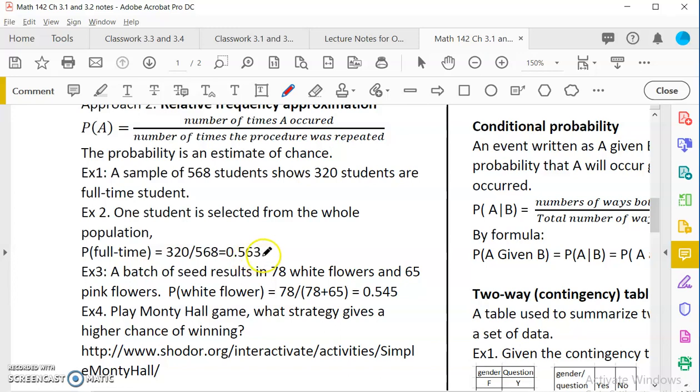It's 0.563 or 56.3%. So these are from the sample because you repeatedly select 500 students in the population, and then you use this to predict that out of the whole population, 56.3% are full-time students. Now, this is only valid if the sample is representative, right? If the sample is not a good sample, if you only select people at nighttime student, or you only select in one parking lot, it is not representative, then this is not correct.